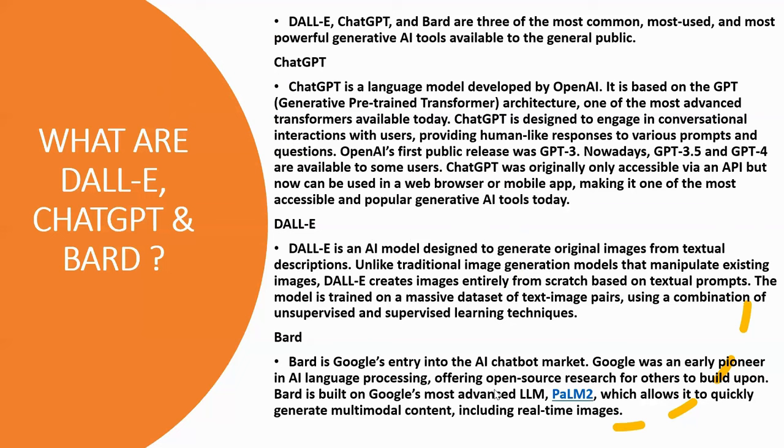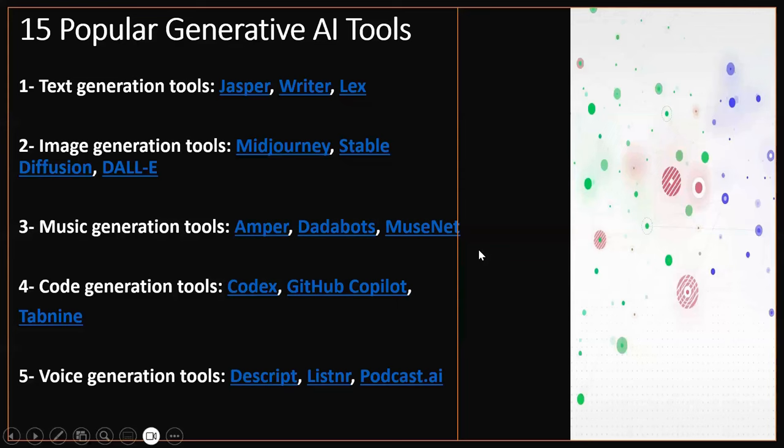So Bard is built on Google's most advanced LLM, PaLM 2, which allows it to quickly generate multimodal content, including real-time images. Many researchers, data scientists, newcomers, and professionals try to explore these upcoming tools in the market. For everything, we must know the basic fundamentals I taught you before: deep learning, neural networks, and all the parts.